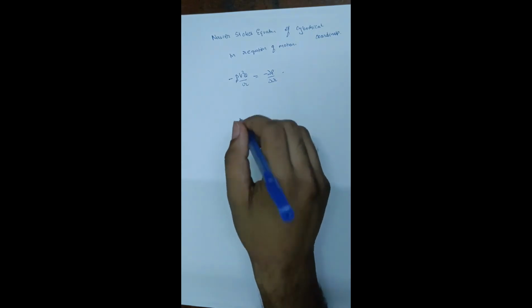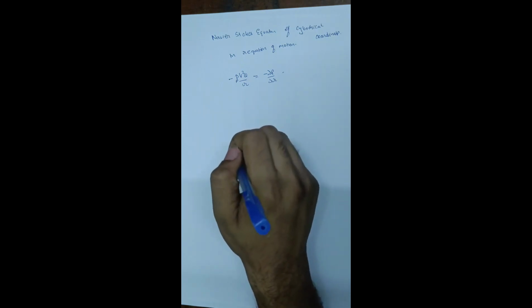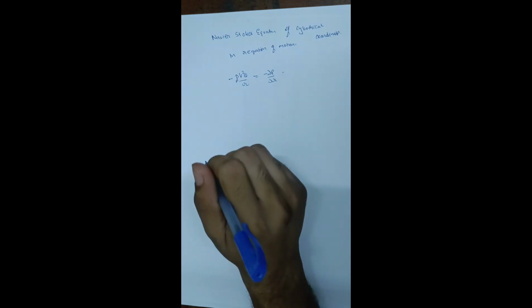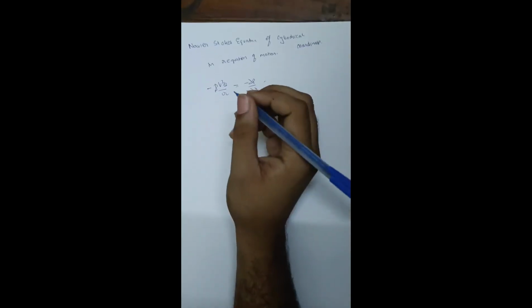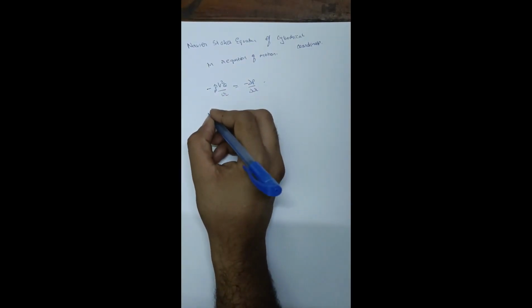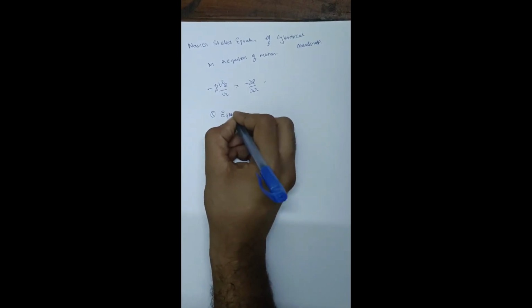Similarly, we are going to do this for the theta equation of motion and the z equation of motion. Let's start with the theta equation of motion. Now we will have the Navier-Stokes equation in the theta equation of motion.